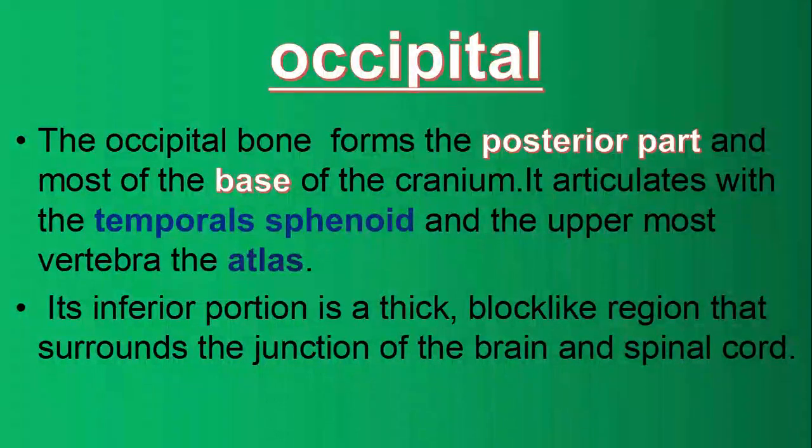Okay, let's get to learn about another bone of the skull, which is the occipital bone. Remember, the occipital forms part of the cranium, or is a component of the cranium. The occipital bone forms the posterior part and most of the base of the cranium, and it articulates with the temporal, sphenoid, and the uppermost vertebra, which is the atlas. Its inferior portion is a thick block-like region that surrounds the junction of the brain and the spinal cord.